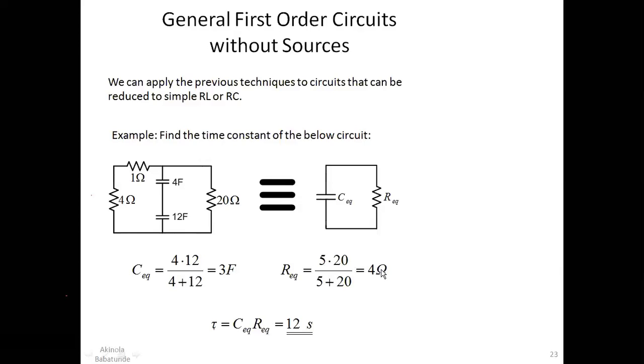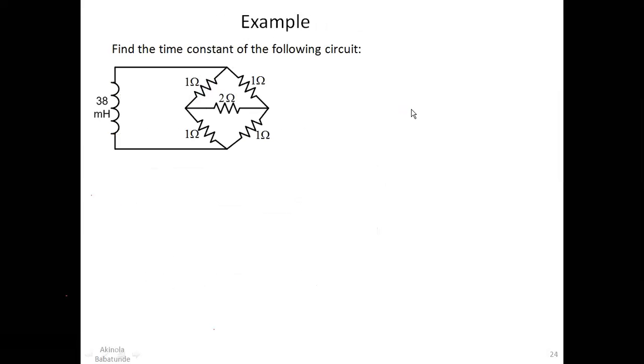So that would mean that your time constant, tau, like we said earlier, is going to be equal to R equivalent multiplied by C equivalent, or R multiplied by C. So you have 3 multiplied by 4, and that gives us 12 seconds. This is pretty much a straightforward example. All right. Now let's deal with another example. The next example, find the time constant of the following circuit.